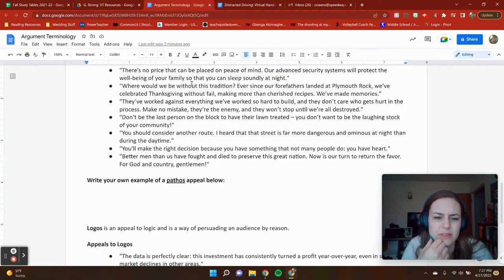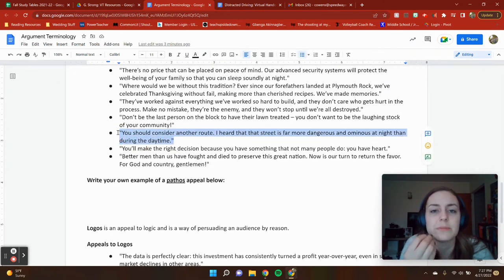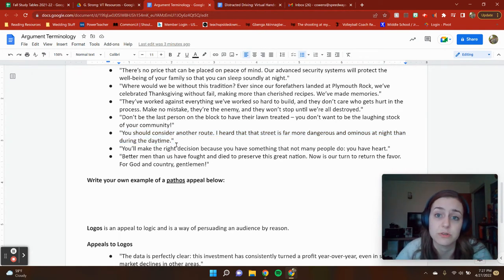But again, you've also got things like, "You should consider another route. I heard that that street is far more dangerous and ominous at night than during the daytime," right? Like that is somebody trying to convince you to do something by trying to scare you, right? Politicians try to use pathos appeals a lot to try to scare people into voting for them. Maybe they try to make someone frightened that something will happen if you don't vote for this individual. They're the only person that can prevent this horrible thing from happening, and you should vote for them. So pathos appeals get used a lot. And for a lot of people, those are the most effective appeals.